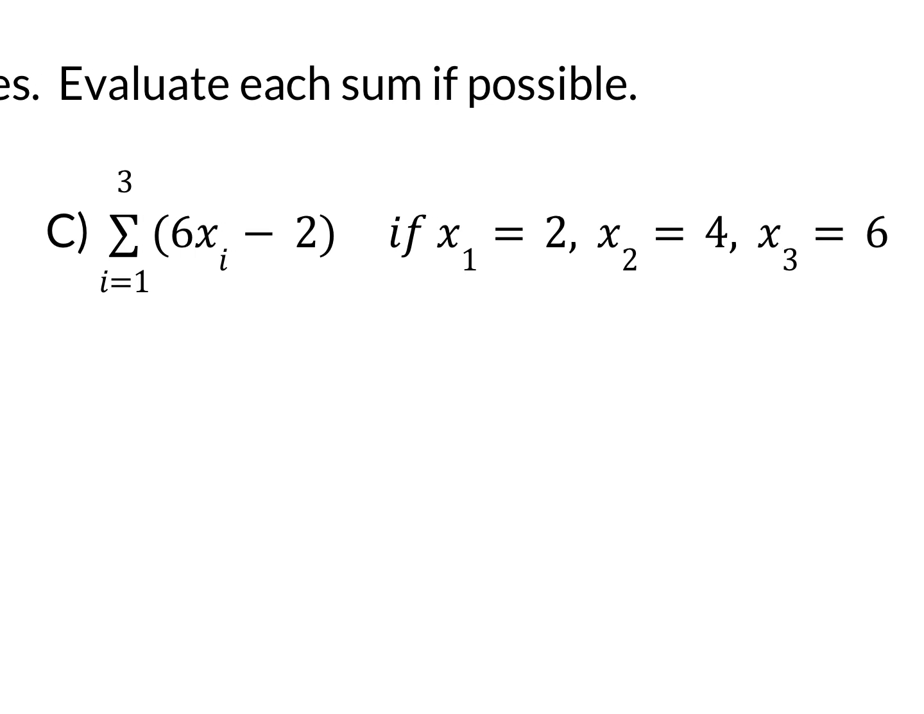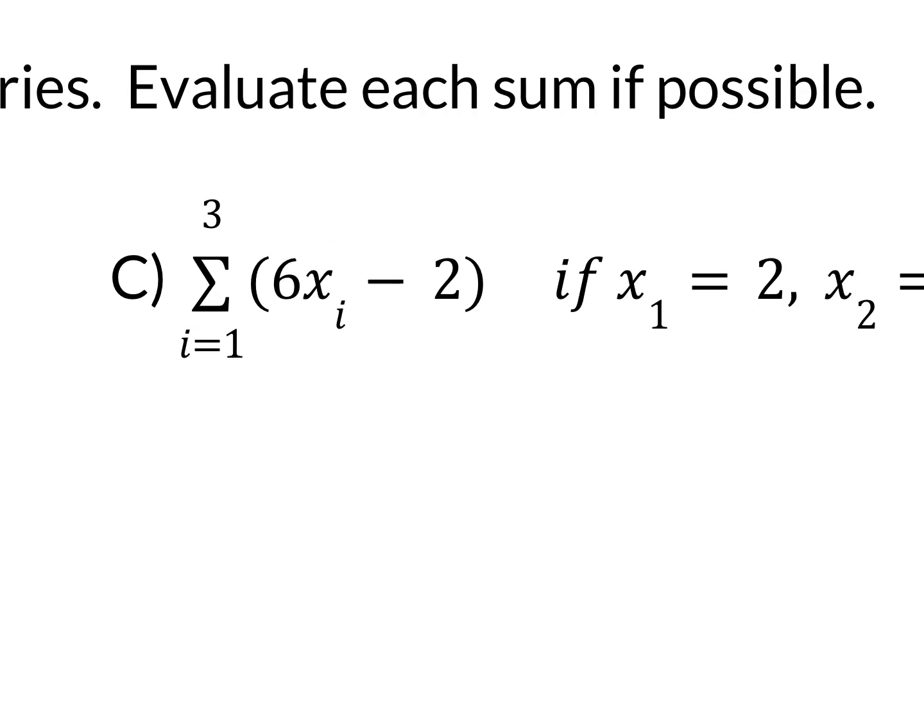Okay, this next one looks a little bit more complicated because we've got some other stuff going on over here. Ignore that other stuff for now. Let's just write out what am I adding together. Where am I starting at for this summation? 1, and I'm going up to 3. So I've got 6x sub 1 minus 2. That's my first term.